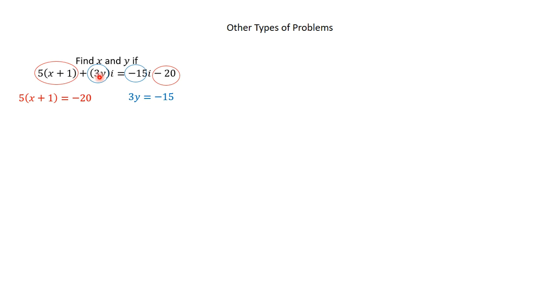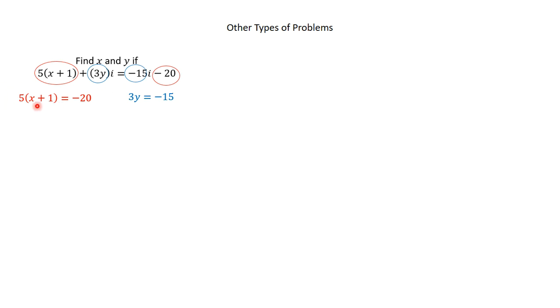Now, technically, the i is not part of the imaginary part. It tells you which part is the imaginary part, but it is not actually part of it. If you happen to forget that in this step, you get 3yi equals negative 15i. The i's just divide off, and you're left with 3y equals negative 15. It should work out okay.